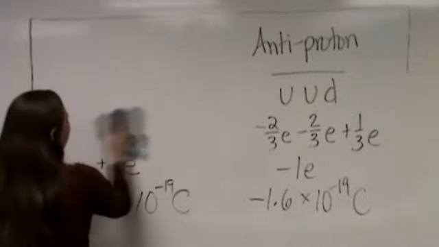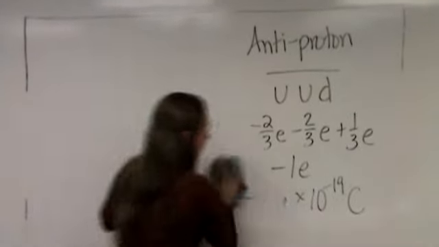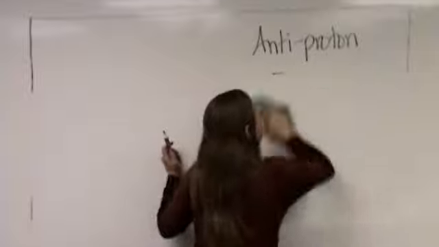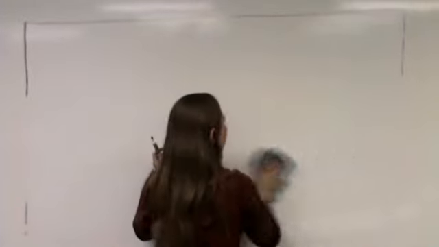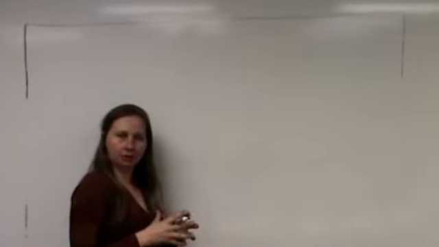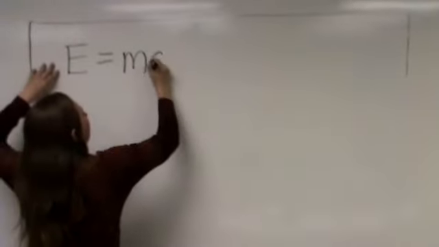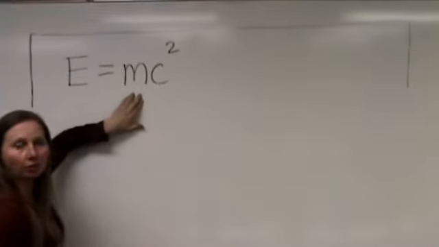No, I said that earlier. I wanted to do this in the meantime. All right. Now, we know that when matter and antimatter meet, they are converted to energy. And the equation that tells us how much energy is E equals mc squared.